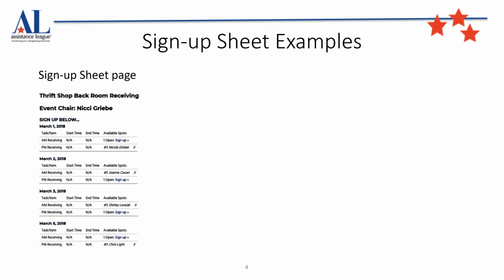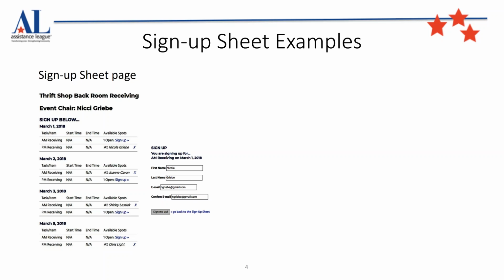Here's an example of a signup sheet. Basically, it consists of tasks that a member can sign up for. If they click on the sign up link, it'll open to a page that allows them to sign up. If they're logged in, it's going to pre-populate their information so that you have fewer typos. When they click sign me up, it'll come back to this sign up page and it'll show them listed as signed up.